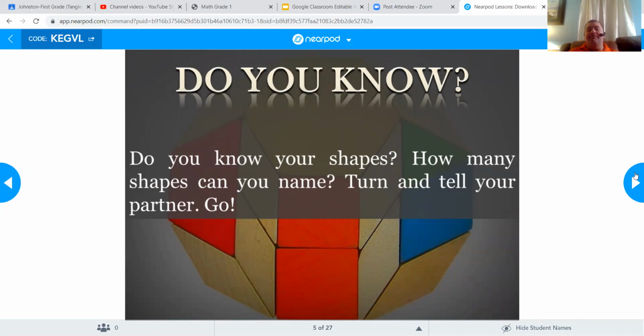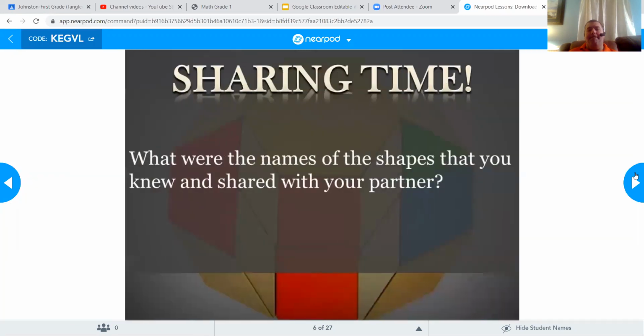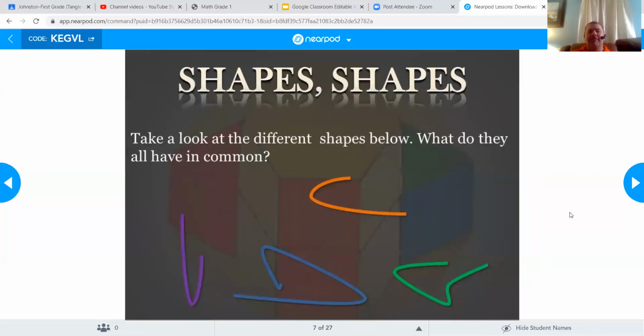Do you know your shapes? How many shapes can you name? So, some of the shapes that Mr. Johnson can name are a triangle that has 3 sides, a square that has 4 equal sides, a rectangle that has 2 long sides and 2 short sides, and a circle that is round. Those are just some of the shapes that I can name.